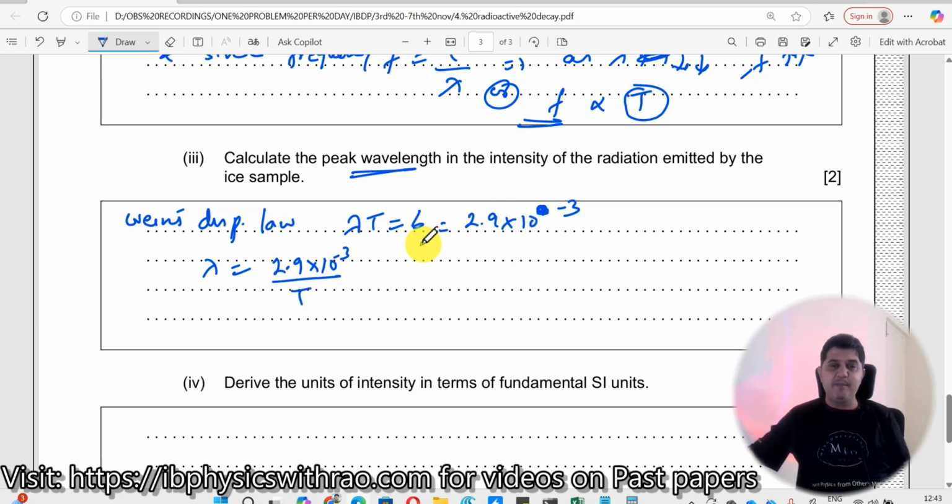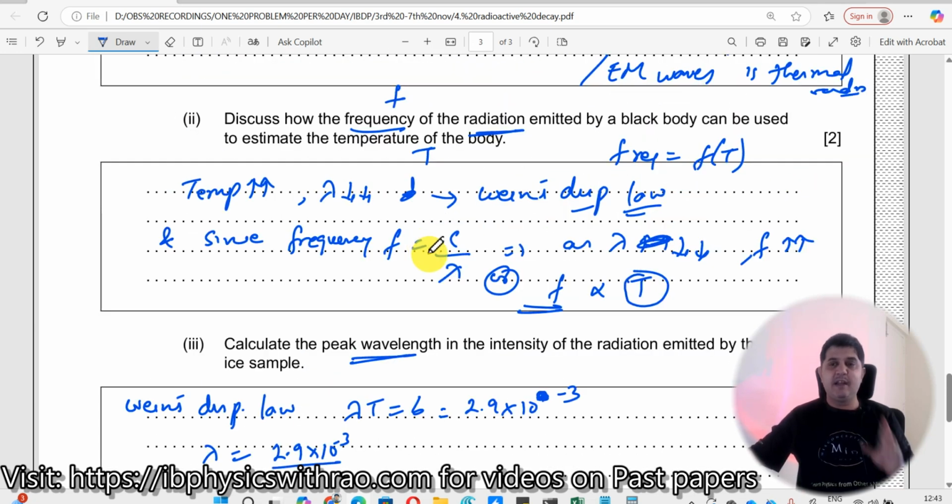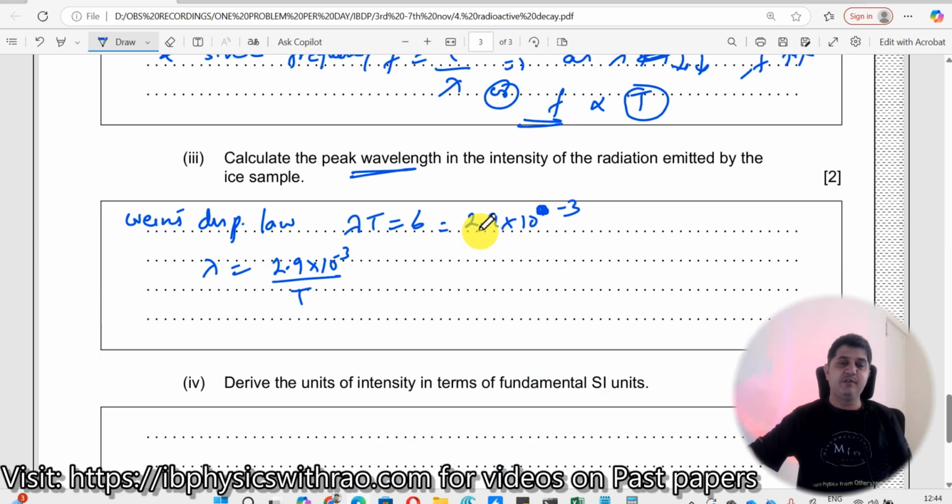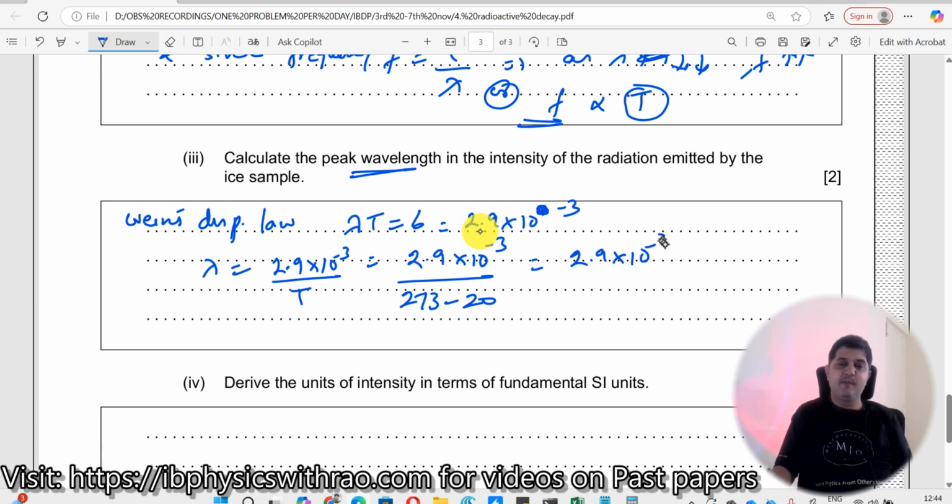Now what's the value of temperature over here? Always remember, whenever you are talking about thermal physics, temperature should be in Kelvin only, not in degrees Celsius. That is the reason why he has given it in degrees Celsius. So you should substitute this value in terms of Kelvin. This should be 2.9 into 10 power minus 3 divided by 273 minus 20, because minus 20 is the temperature of the ice. So you can write 2.9 into 10 power minus 3 divided by 253.